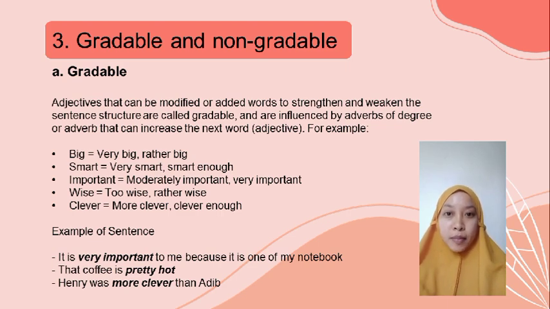A. Gradable. Adjectives that can be modified or added to strengthen and weaken the structure are called gradable and are influenced by adverbs of degree, or adverbs that can increase the next word, the adjective. For example, big: very big, rather big. Smart, very smart, smart enough. Important, moderately important, very important.